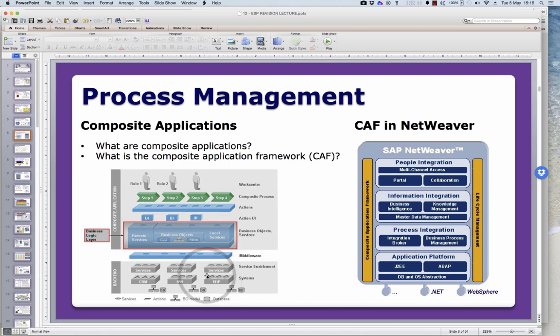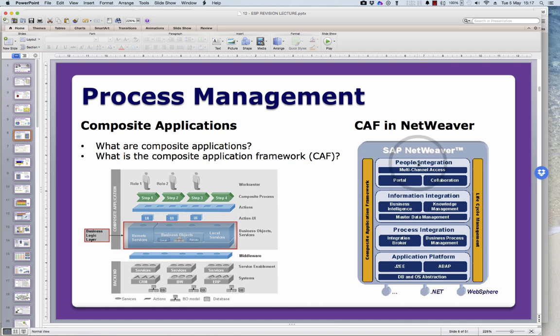You could have somebody, and it would be typically an experienced programmer, one of the more highly paid programmers, who would use the composite application framework, which is this part of SAP NetWeaver. So it's an element of SAP NetWeaver, the platform that all this runs on. You can see that you can integrate .NET and IBM WebSphere with it, and there are other integrations. NetWeaver is a very powerful platform.